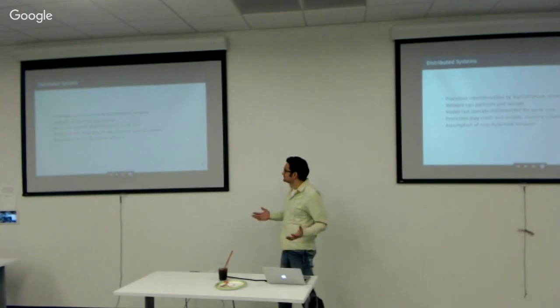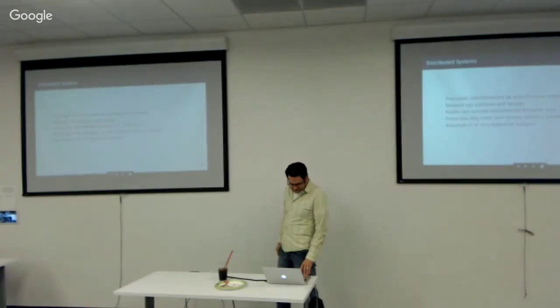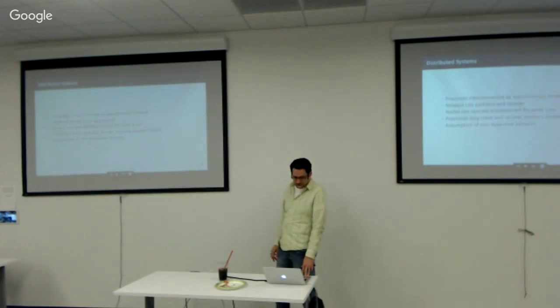Anyway, a distributed system is a system that has processes interconnected by an asynchronous network. Sometimes distributed systems are defined in synchronous networks, but in this context, they're asynchronous. Networks can partition and then recover again. Nodes can operate disconnected from the network for some time. Processes can crash and then recover, but when they do recover, they keep their memory, so they have persistent storage. And there's an assumption of non-Byzantine behavior.